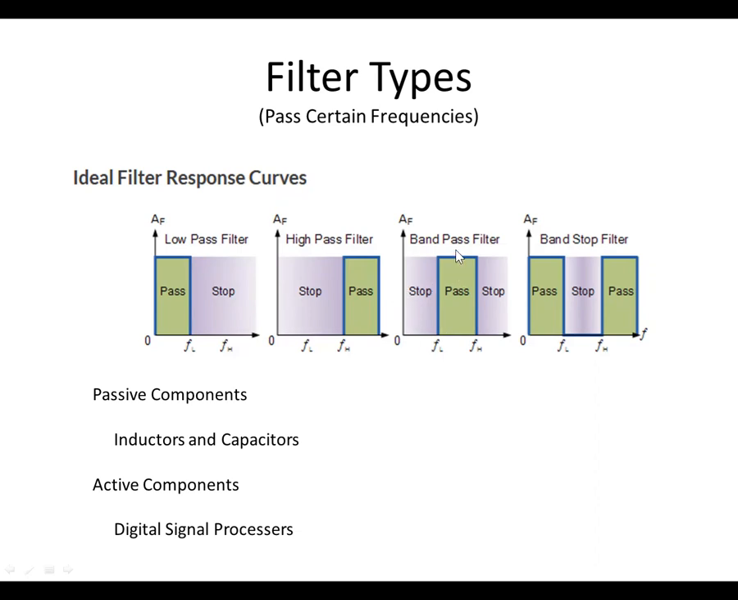Then a band pass filter lets a narrow band, or however wide a band of frequencies you want, pass through it. It's the inverse of the band stop filter. A band stop filter would pass lower frequencies and higher frequencies and stop the center ones. If you took a low pass and a high pass filter and put them together, that's what they would do. And then the band pass filter would only pass frequencies in this narrow range.